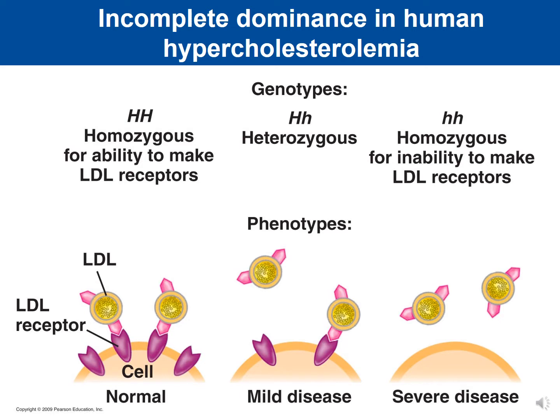Well, normally your cells have a type of receptor. You can see that in the purple, which is called LDL receptors. LDL stands for low density lipoproteins. These are the receptors, and their job is to bind to LDL. Now, what does LDL do? LDL is our cholesterol carrier. It's going to carry cholesterol. In the case of LDL, it carries cholesterol towards the heart.